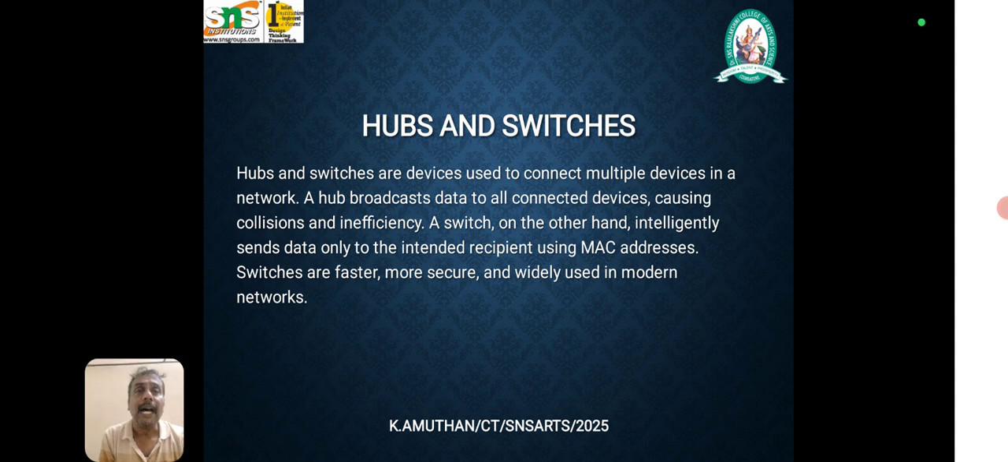Hubs and switches. Hubs and switches are devices used to connect multiple devices in a network. A hub broadcasts data to all connected devices, causing collisions and inefficiency. A switch, on the other hand, intelligently sends data only to the intended recipient using the MAC address. Switches are faster, more secure, and widely used in modern networks.